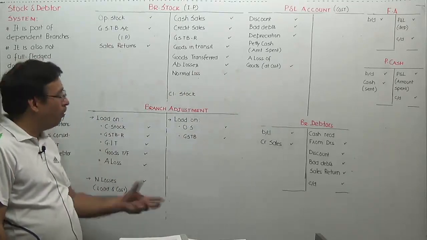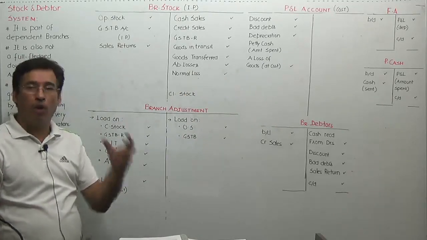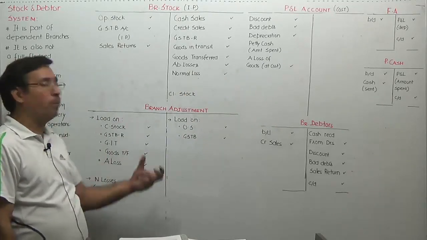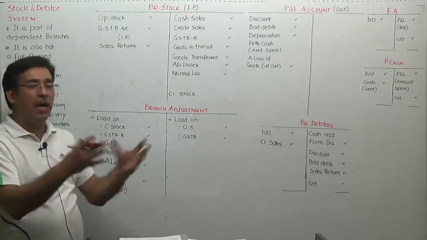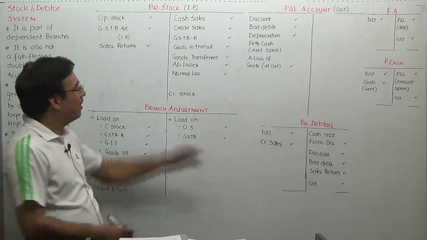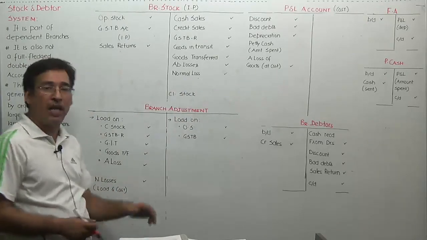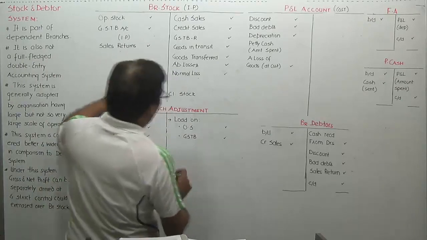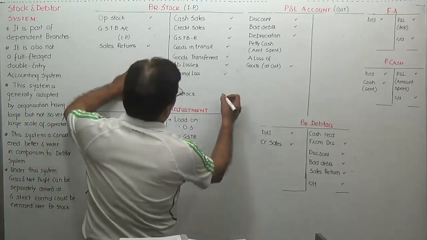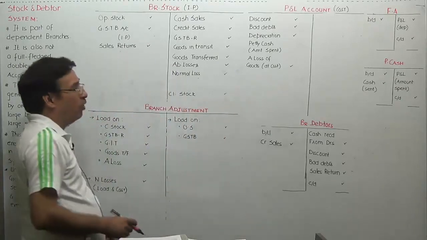Because it's a normal activity expense, it should be charged to the account which encompasses the normal activity. That is the reason normal loss is entirely put down over here. Is it clear? Now there is nothing else to talk about.